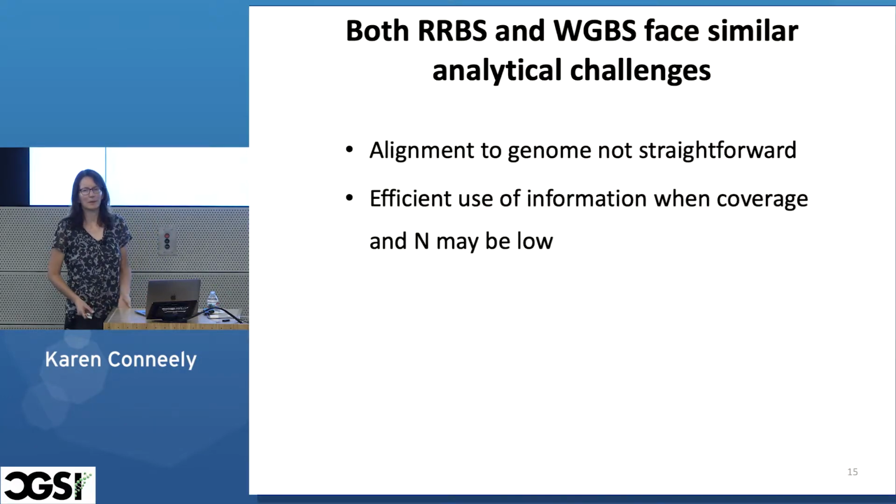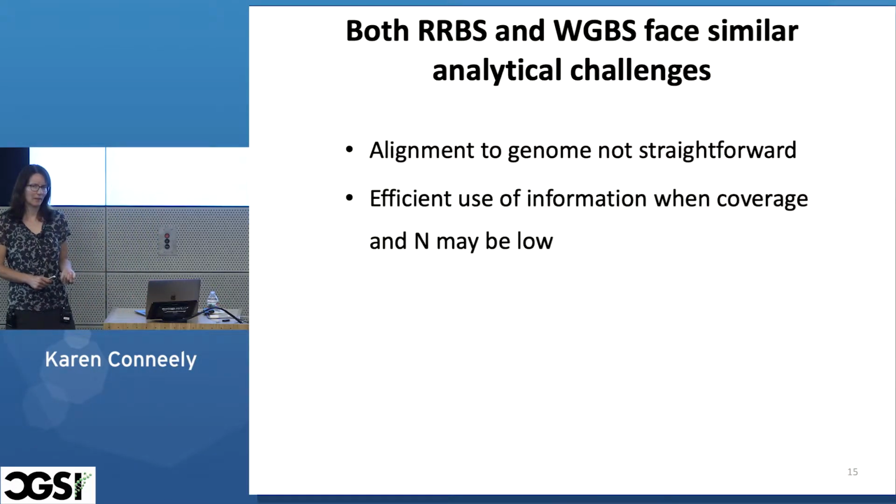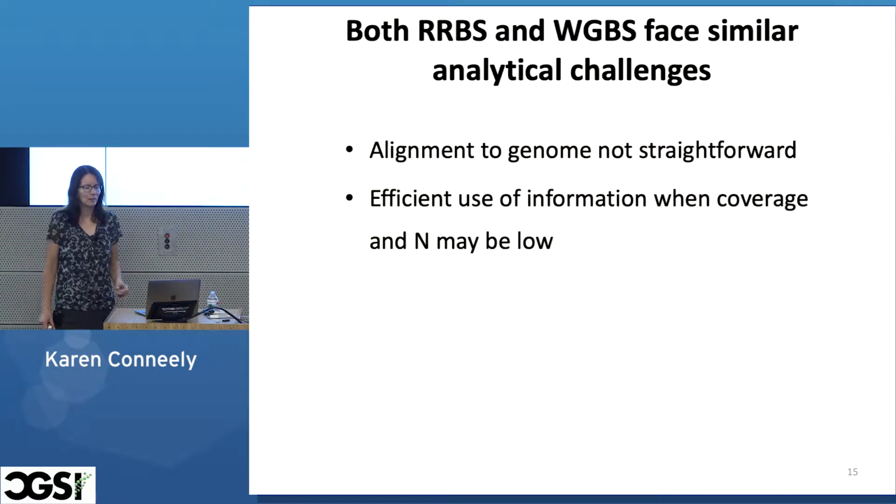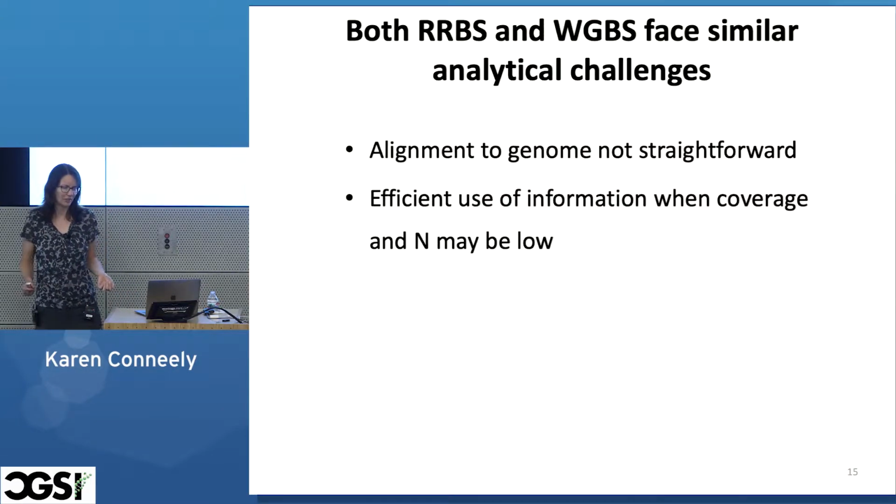Okay, so speaking of alignment, both the RRBS method that I just mentioned and the whole genome bisulfite sequencing face very similar analytical challenges. And so the two challenges we're going to talk about today are how the alignment of the genome isn't completely straightforward and some approaches that you would need to use instead. And then we'll talk about how to efficiently use the information when we have this low coverage and low sample size, especially when you want to do a differential methylation analysis.